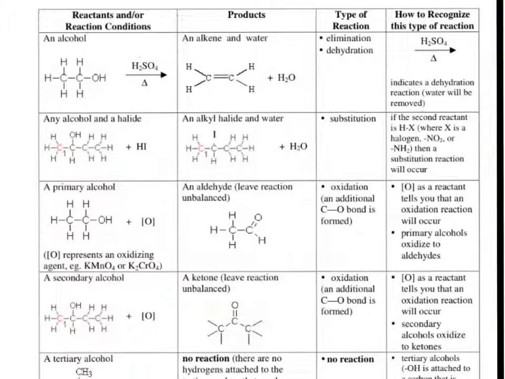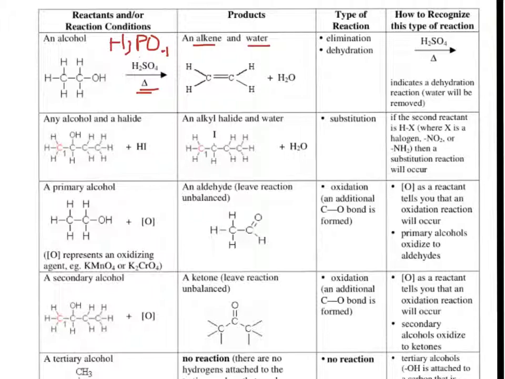The first type of reaction is if you take an alcohol and react it with sulfuric acid in the presence of heat. Another substance that would work here is H3PO4, phosphoric acid. You'll see it's either phosphoric acid or sulfuric acid, but the important piece is there's got to be some heat. And we'll talk about how much heat here. The product is an alkene and water.